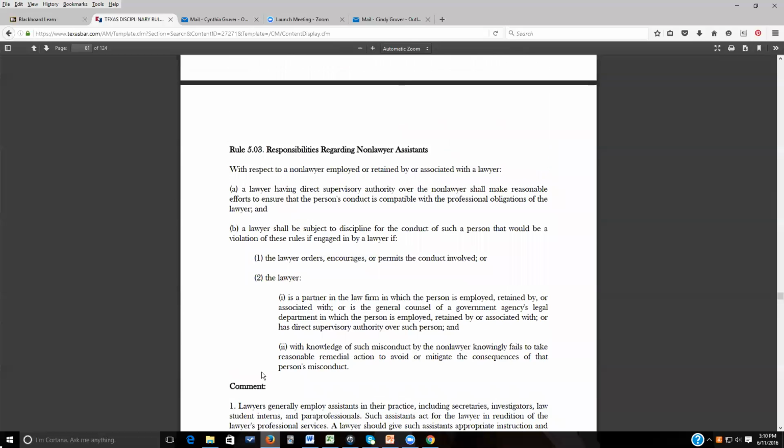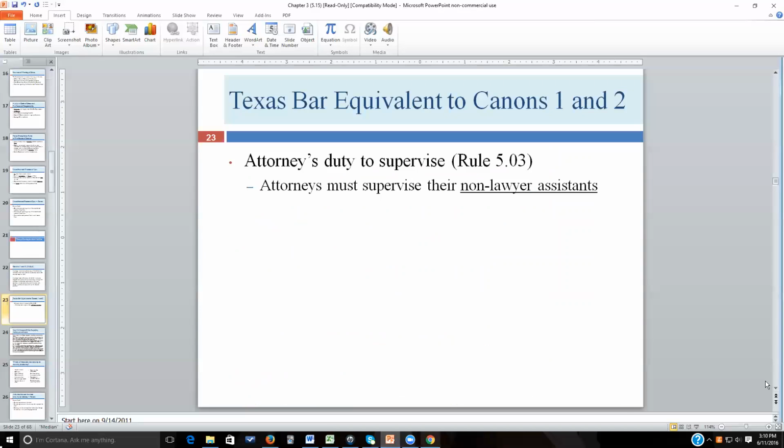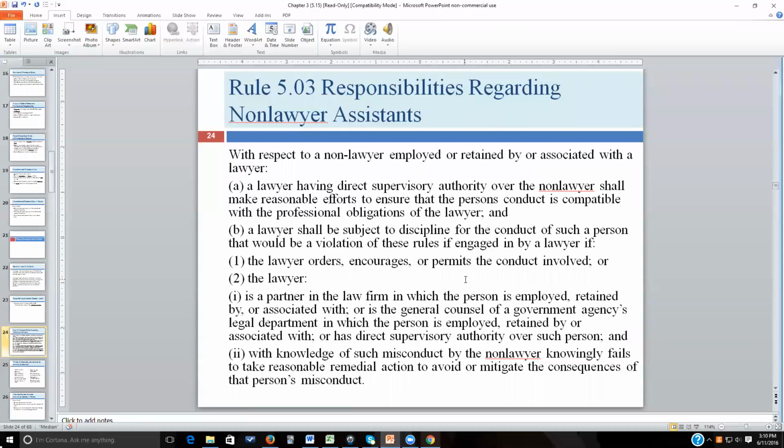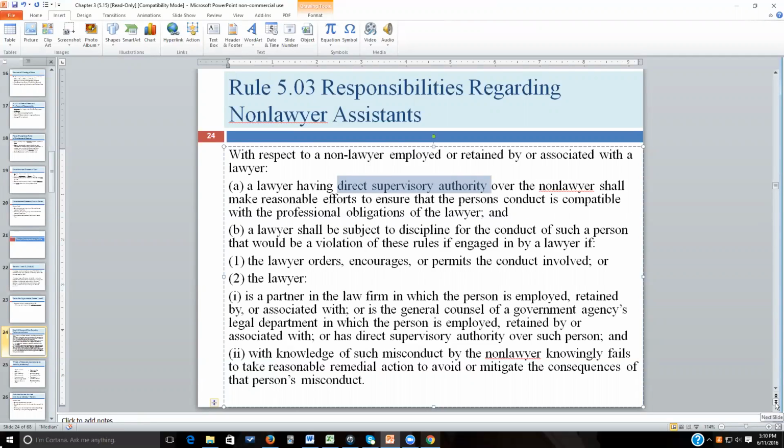Okay, here is 5.03. I also have put it on the PowerPoint. And it's just a verbatim recitation of those facts. With respect to a non-lawyer employed or retained or associated with an attorney, the lawyer is supposed to directly supervise. And the lawyer can be disciplined by the state bar if that person that the attorney is supposed to be supervising violates any of these rules. So again, the attorney has skin in the game. He can't just wash his hands and say, well, I didn't do it. It was my assistant who I was supposed to be supervising. No, the state bar is not going to buy that.